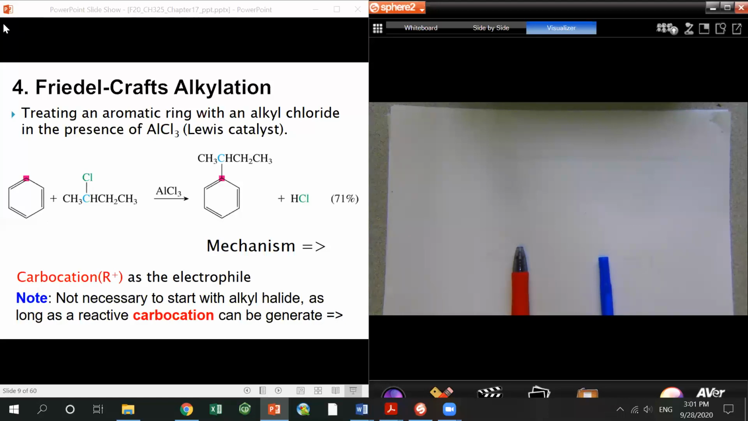A lot of students ask me what mechanisms you need to memorize. For chapter 11, the 3 addition reactions, you have to memorize mechanism 1, mechanism 2, and mechanism 3, so don't forget. Other reactions like the oxidation reaction and reduction reaction are not required. Just keep that in mind.